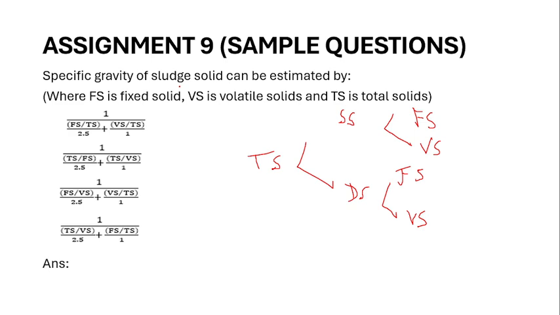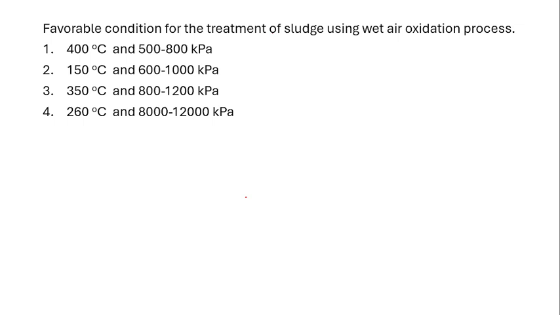So the correct formula is 1 divided by Fs by Ts divided by 2.5. This is actually the assumed specific gravity of the solid content. And then the Vs divided by Ts one is the assumed specific gravity of the water. So this is the right one.